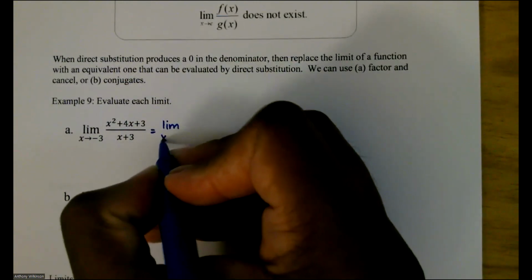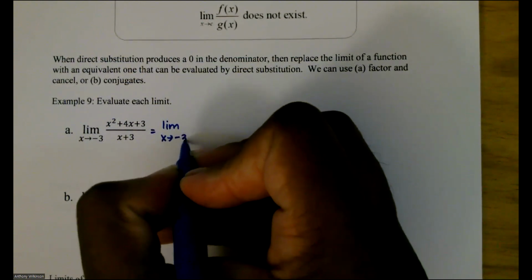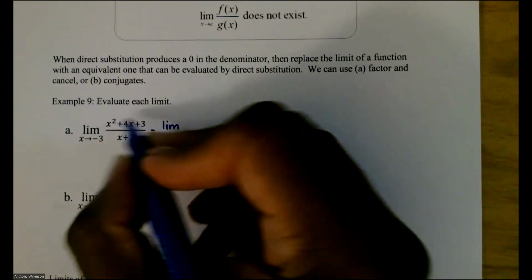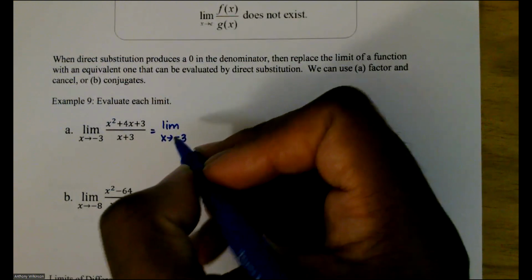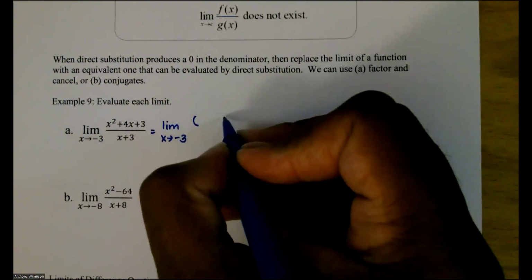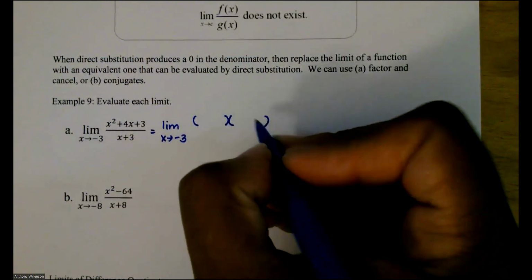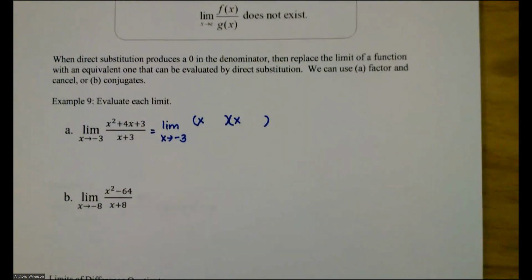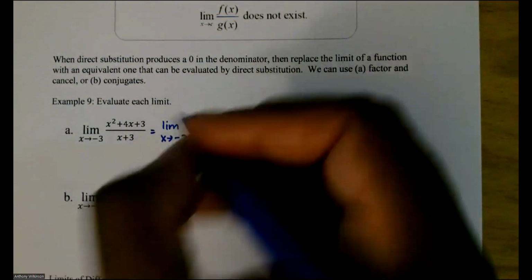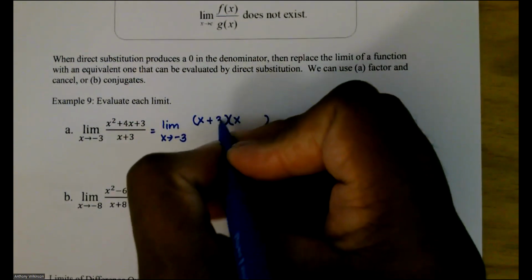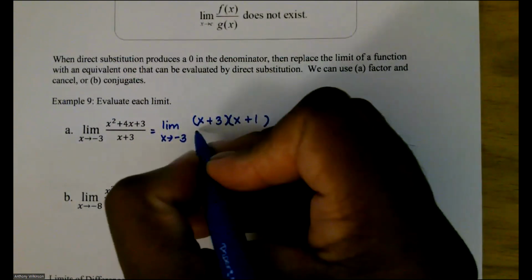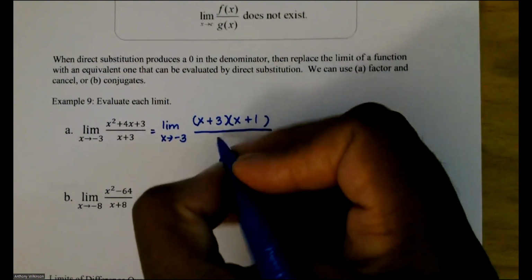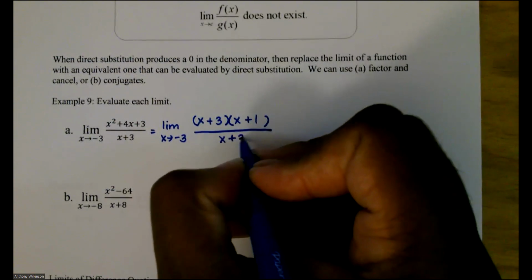I'm going to bring over the limit as x approaches negative 3. That x squared plus 4x plus 3, I can factor into two binomials. X squared breaks up as x and x. And then factors of 3 that give me 4x as a middle term will have to be a plus 3 and a plus 1. And that'll be divided by x plus 3.